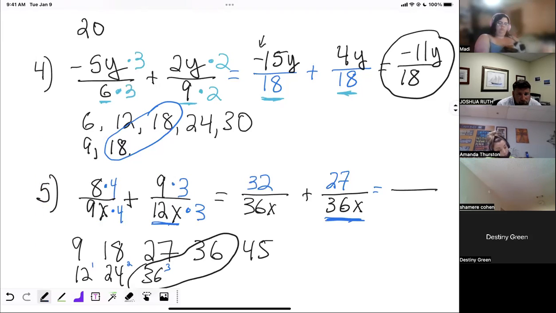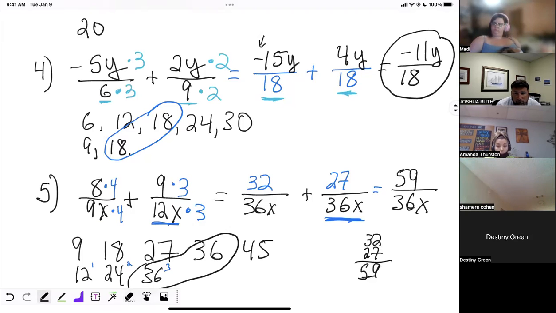So my denominator is going to stay 36x. That's why we get common denominators, so it stays the same. Now I'm going to add 32 and 27. So let me do it down here. 32 and 27. That's 9. That's 5. 59.